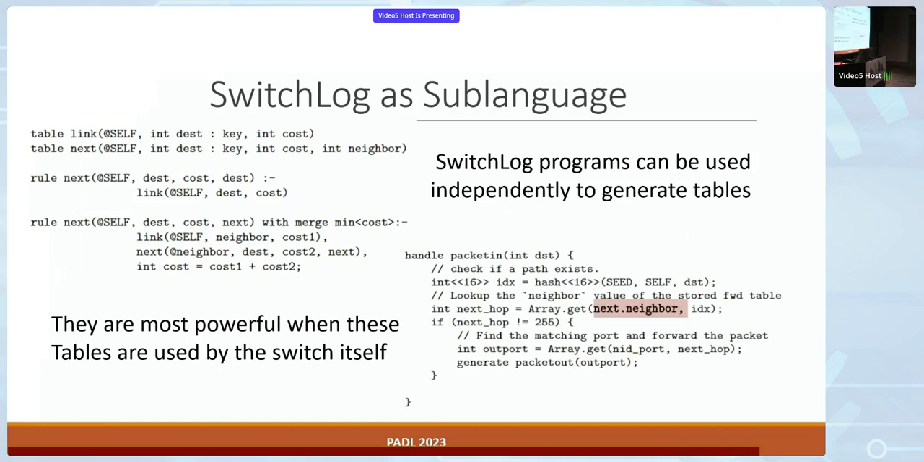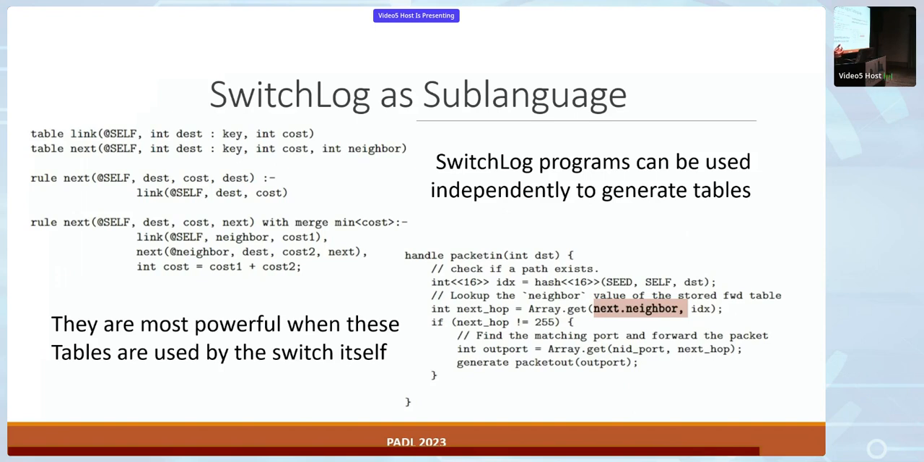For instance, on the top left, we have the full code for a routing program in SwitchLog. And then we have a Lucid function, which actually looks up this next table that we created with its neighbor field, and then forwards a packet based on the table we created. And this is really powerful because SwitchLog and Lucid have a nice synergy where Lucid is very good at expressing this kind of forwarding logic and looking up tables.